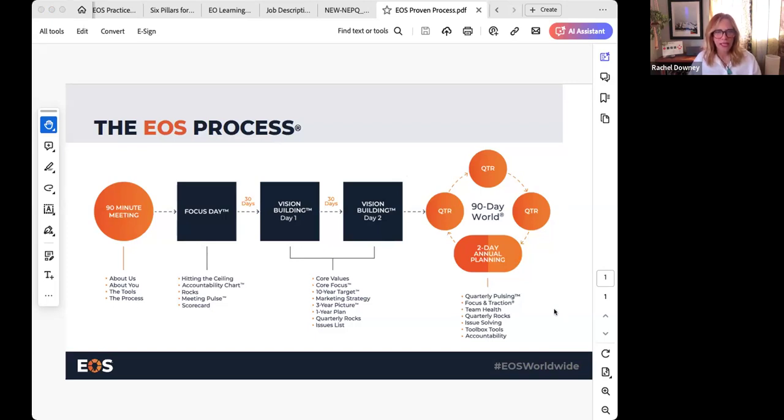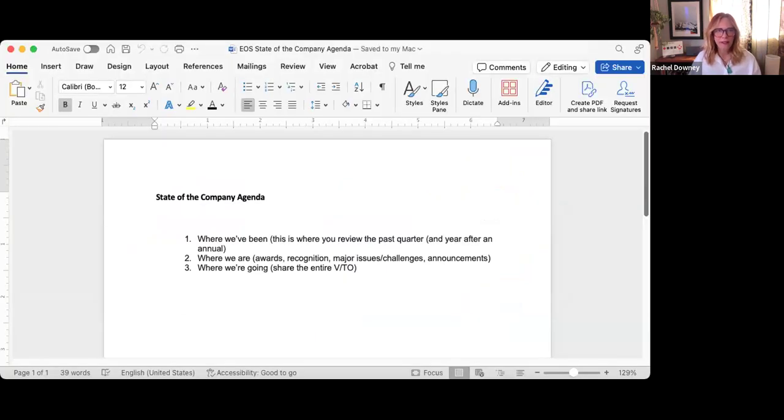So the first thing is, what is the agenda for the State of the Company? It's very, very simple. It's 3 parts: where we've been, and this is where you're going to talk about the last quarter. So how did you do on your rocks? Any financial or measurable goals or performance that you want to share? So every quarter, you're going to take a look back. Obviously, at the turn of the year or whatever your 12-month, 1-year plan is, we'll also take a look back at how we did last year and how we did in accomplishing our goals. So part 1 is looking back.